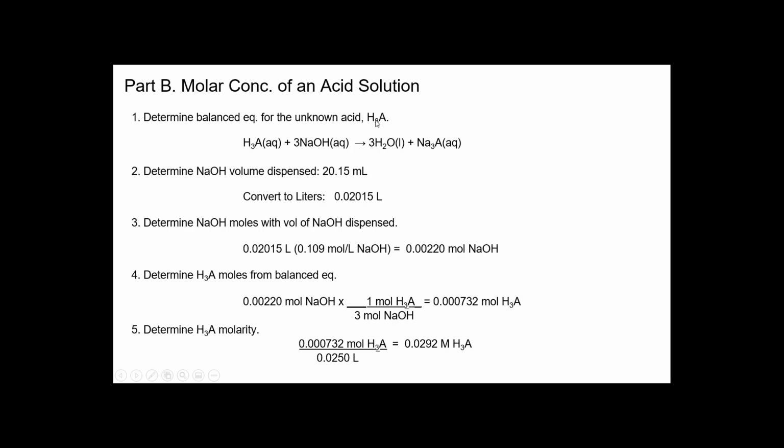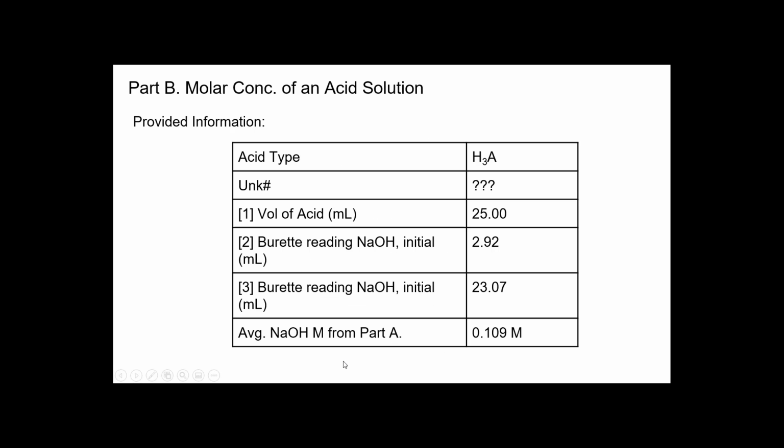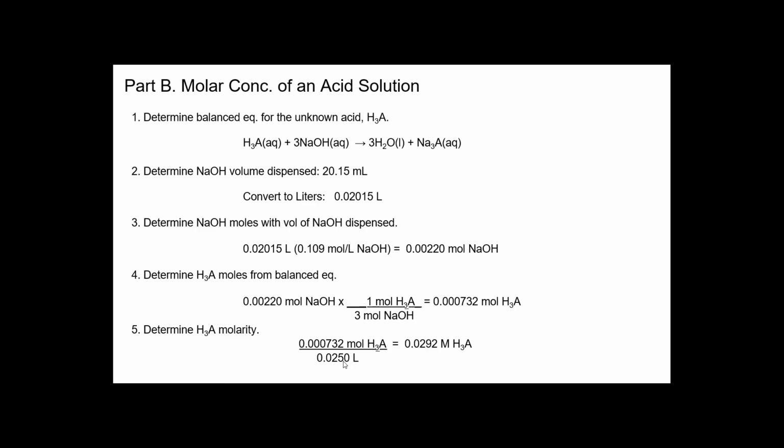So I was given a triprotic acid. I cannot do the calculations like it's a 1-to-1. That's not going to work. Now I can determine my molarity, which I have my volume that was given to me here for my volume of acid. And then I have my moles of my triprotic acid, plug it in, and it's giving me my molarity of my triprotic acid.